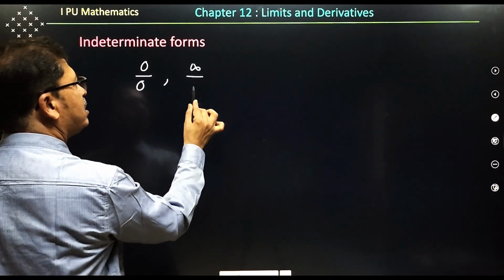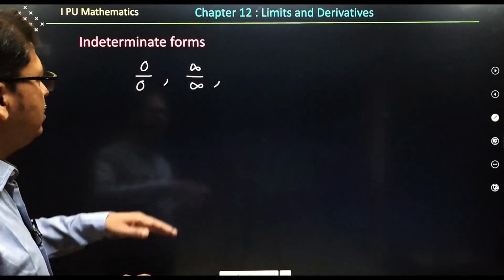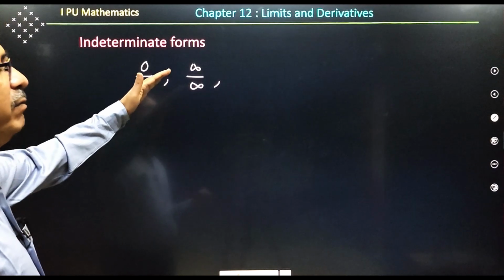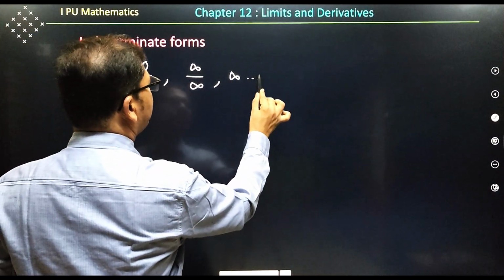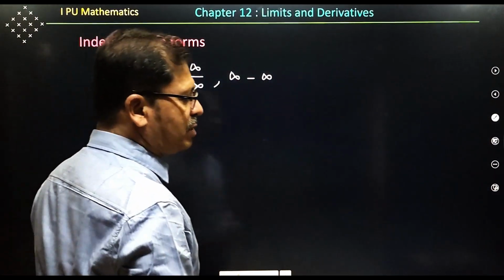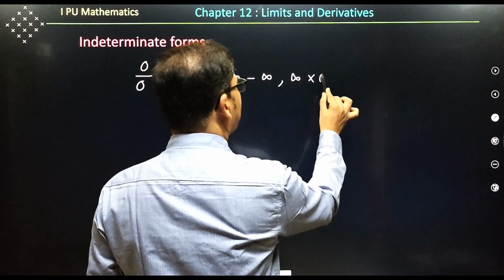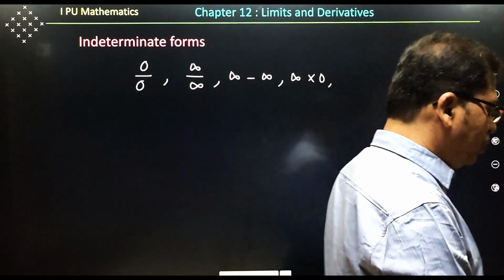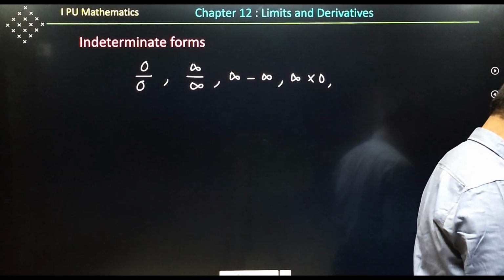Infinity upon infinity is also an indeterminate form. We don't say this is equal to 1. 0 by 0 cancels, it becomes 1; infinity by infinity cancels, it becomes 1. It is not possible like that. So infinity minus infinity is also an indeterminate form here. Other than that, infinity into 0 is also not equal to 0. You may be confused that infinity into 0 is equal to 0, but it is not possible.